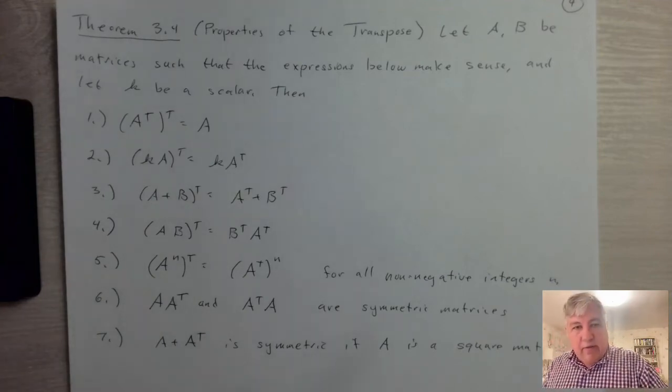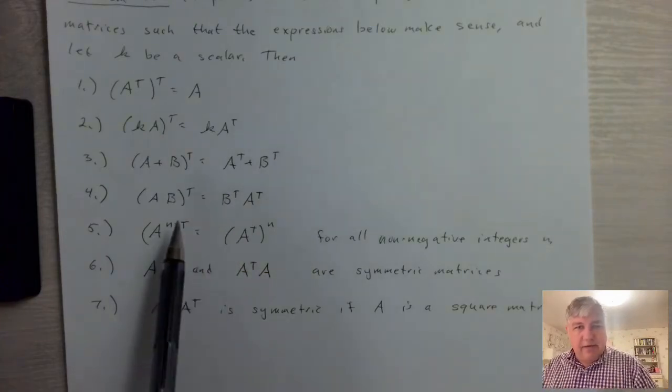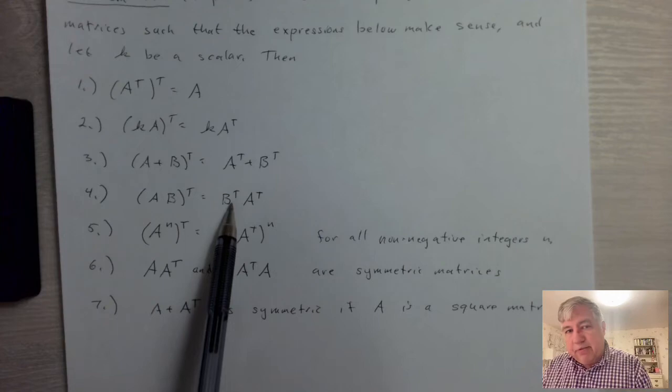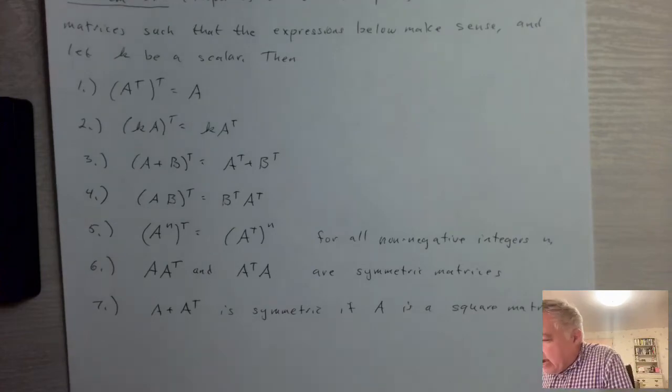The one non-trivial or non-apparent statement says that the transpose of A times B is equal to the transpose of B times the transpose of A. Now let's see why that kind of makes sense.